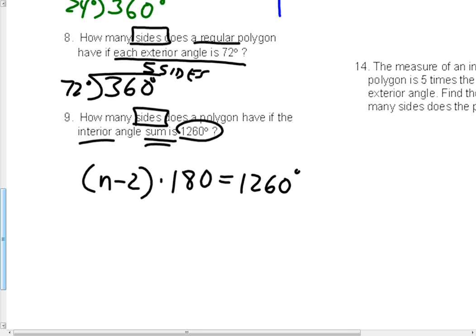How would you get n all by itself? People who passed algebra. You could start that way. She wants to distribute first. Does it matter if 180 is before this or after this? It's still distributing. So that's 180n minus 360.